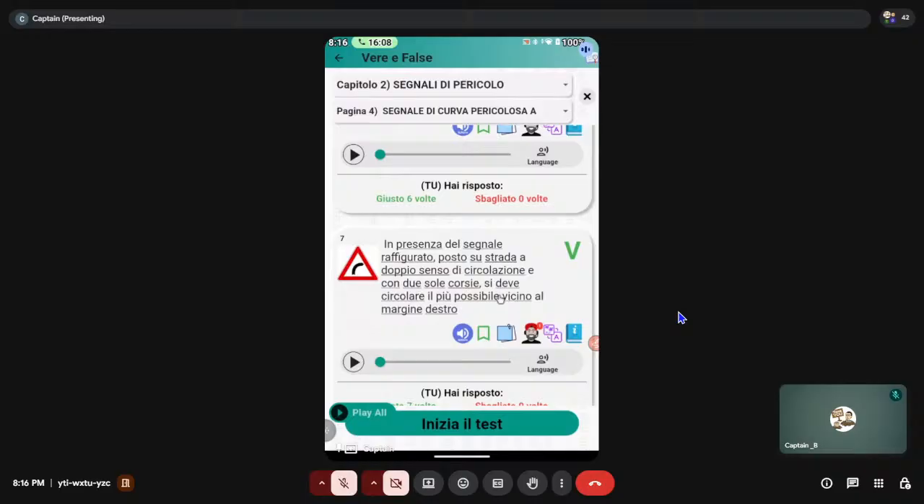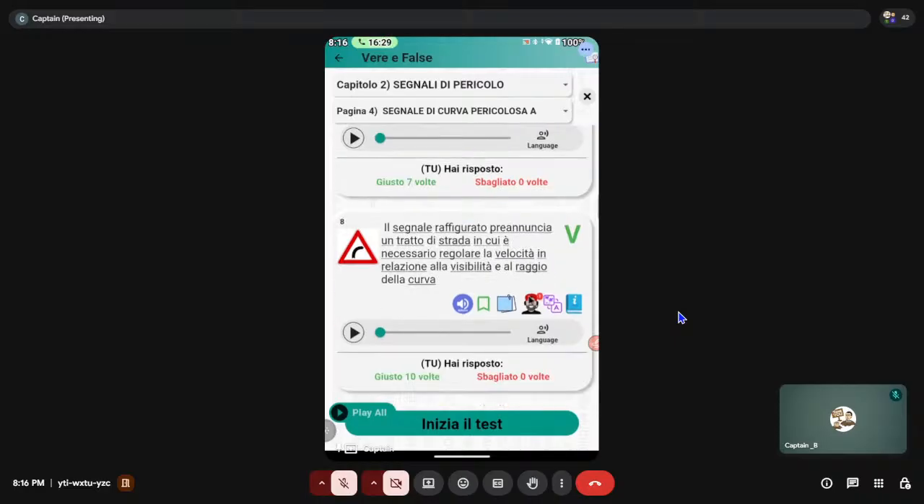Now there is a curve. A car is coming from the opposite direction. Now you are coming from it. You don't need to circulate close to the middle. You understand? So you have to stay at the edge. Hopefully the other vehicle will also stay at the edge. You understand? So that you will not jam. And it is true.